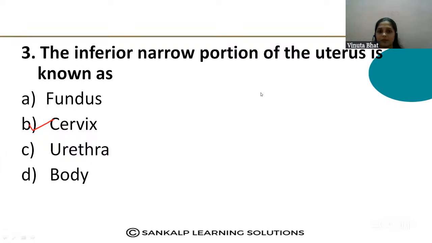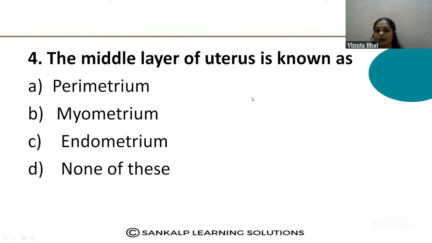Fourth question, look. The middle layer of the uterus is known as. Comment the answer. The middle layer of the uterus is known as. Write down the answer. Yes, the middle layer is called the myometrium. Ranjita, yes, very good, correct answer.